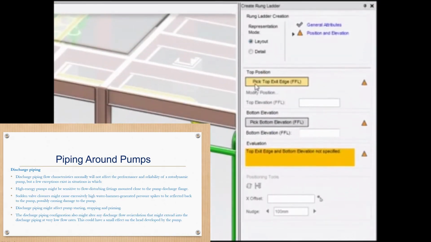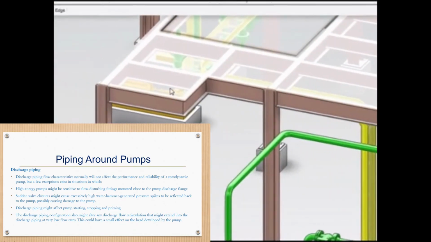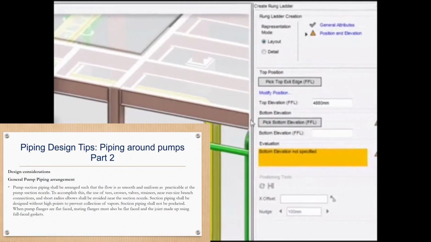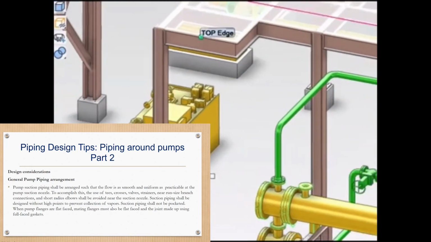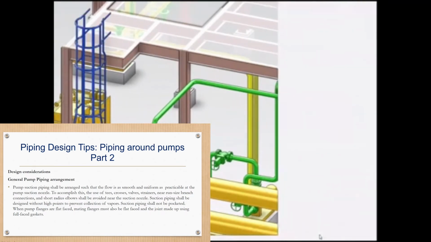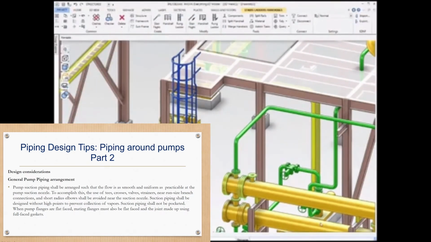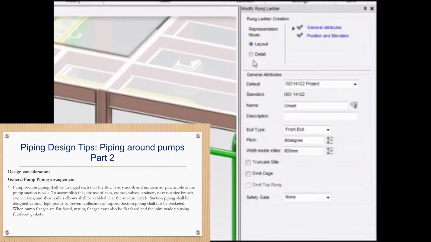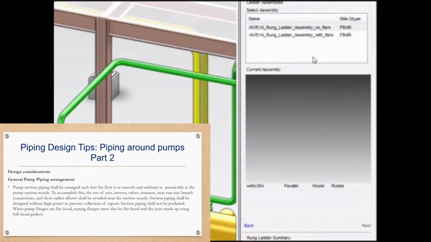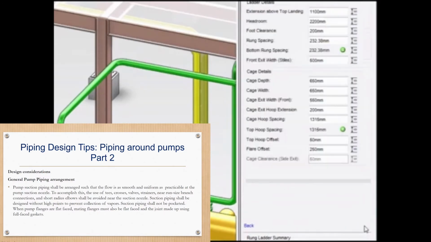General pump piping arrangement. Pump suction piping shall be arranged such that the flow is as smooth and uniform as practicable at the pump suction nozzle. To accomplish this, the use of valves, strainers, near run size branch connections, and short radius elbows shall be avoided near the suction nozzle. Suction piping shall be designed without high points to prevent collection of vapor. Suction piping shall not be pocketed.